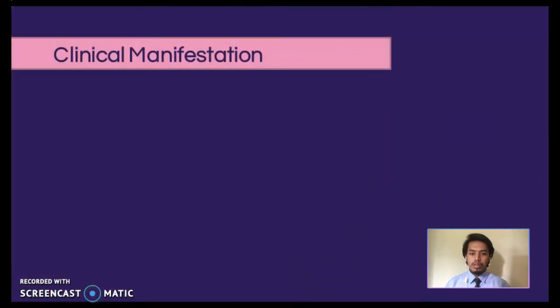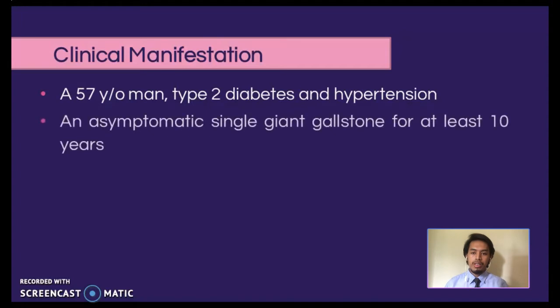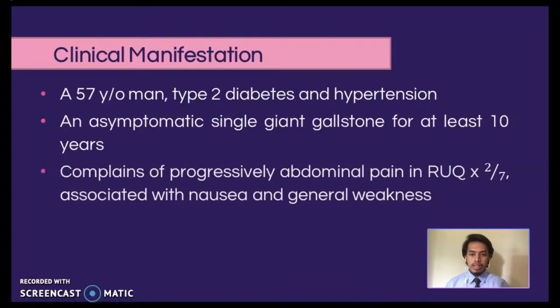So the patient was a 57-year-old man with type 2 diabetes and hypertension who had been known to have an asymptomatic single giant gallstone for at least 10 years. He was admitted through the emergency room at Kuala Lumpur Hospital in December 2019 with a 2-day history of progressively increasing abdominal pain in the right upper quadrant associated with nausea and general weakness.